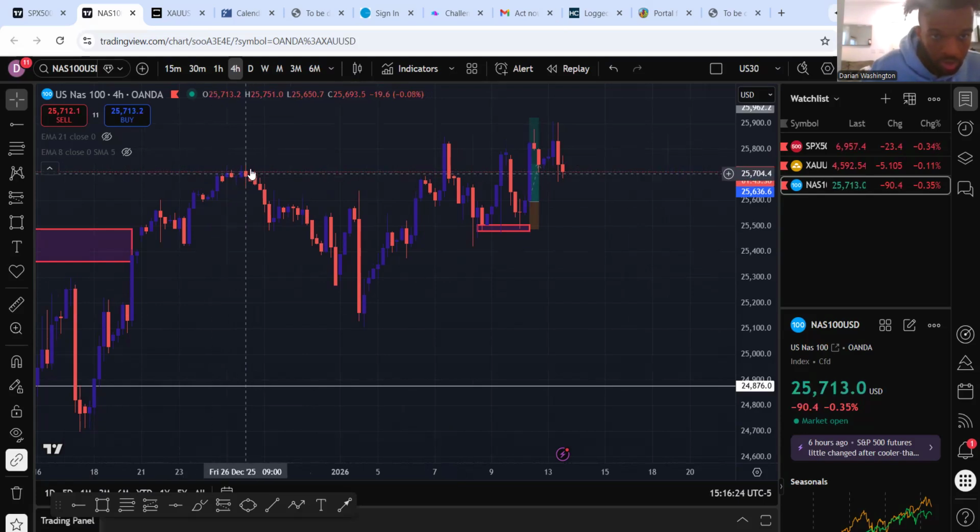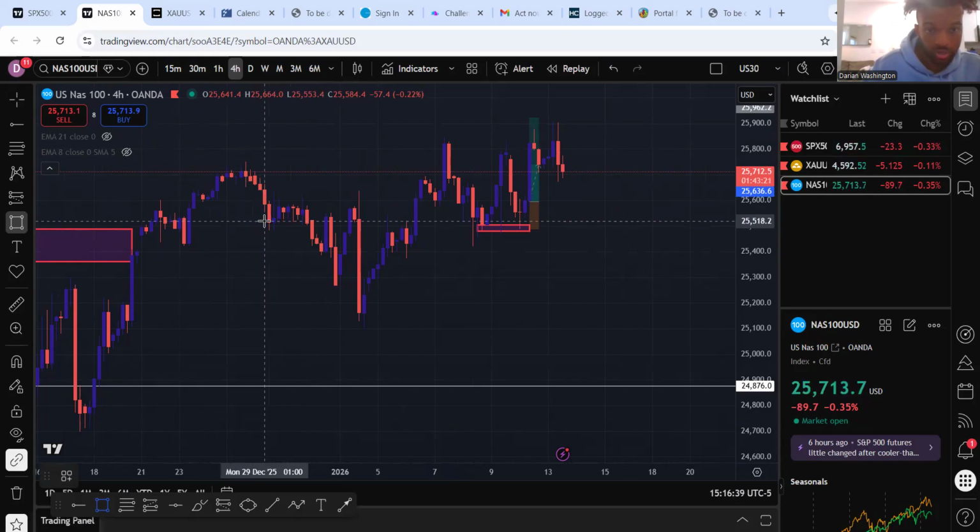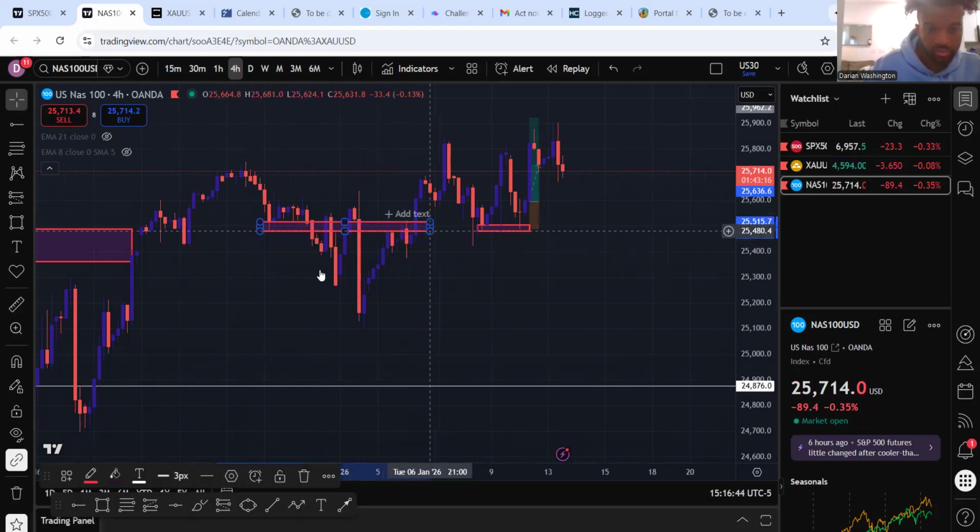Price was wicking up. It failed to go higher. So high, higher low, it failed. So I could use the square tool and mark this out right here. Failed. So we're bearish. But this little area: high, higher low, it failed. So now, okay, we're bearish.